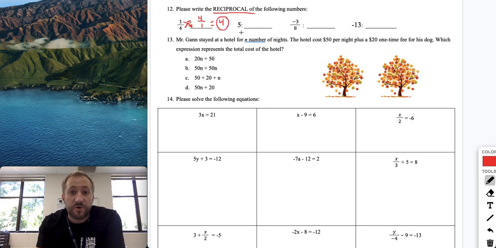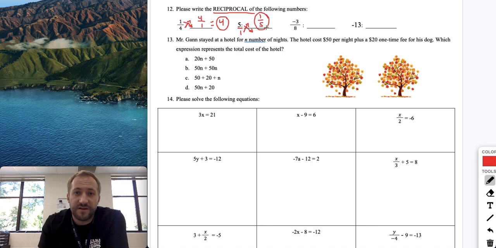Look at this one, the reciprocal of 5. It looks like there's no denominator here, but remember, any whole number has a denominator of 1. So I would put the denominator up the top, the numerator down below in the bottom. So now I have 1 over 5. That's the reciprocal. Look at this one, -3 over 8. I'm going to put the numerator down below and this denominator up at the top. So now I have 8 over 3.